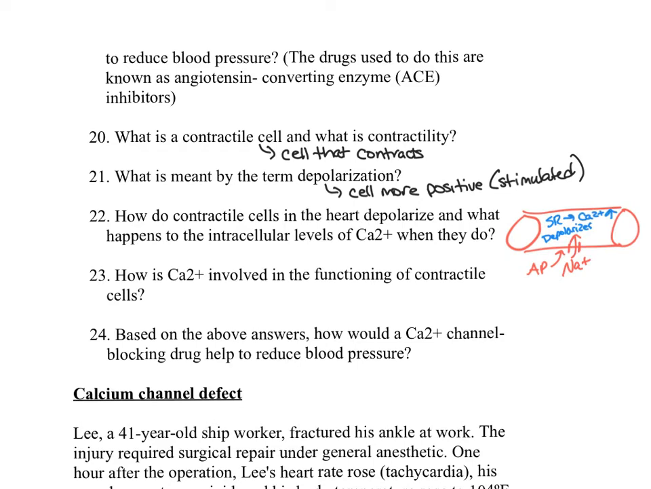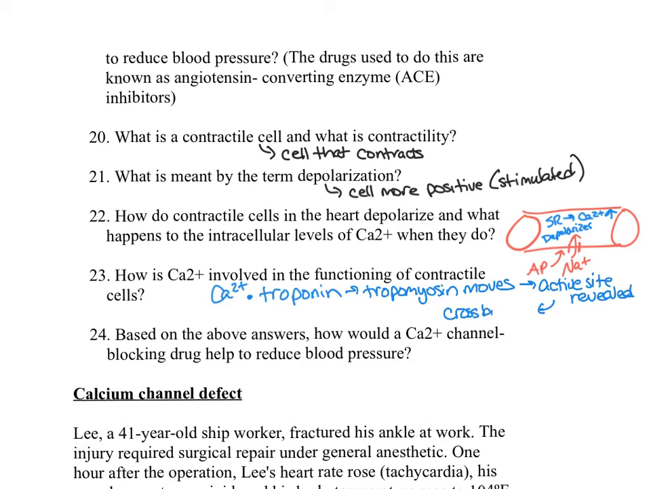23, how is calcium involved in the functioning of contractile cells? Well, when calcium is released from the sarcoplasmic reticulum, it binds to troponin. Troponin moves away tropomyosin from the active site, and that will allow myosin to attach to the active site on actin, and we get this cross bridge formation, and then we get a power stroke, and then we get a contraction. 24, based on the answers above, how would a calcium channel blocking drug help to reduce blood pressure?